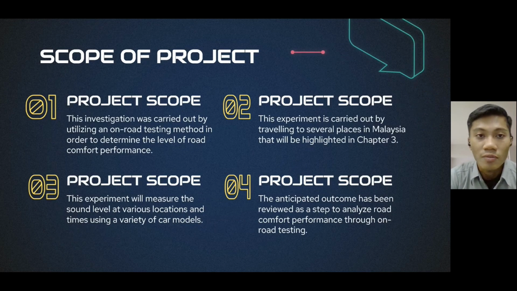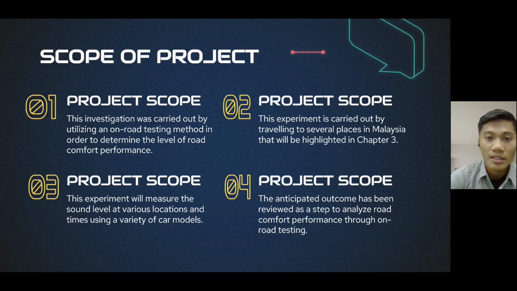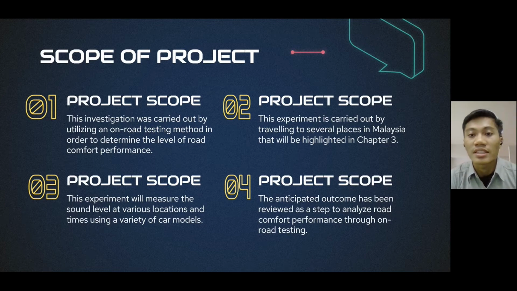We go to the scope of project. The first scope of project is this investigation was carried out by utilizing an on-road testing method in order to determine the level of road comfort performance. The second one is this experiment is carried out by traveling to several places in Malaysia that will be highlighted in chapter 3.